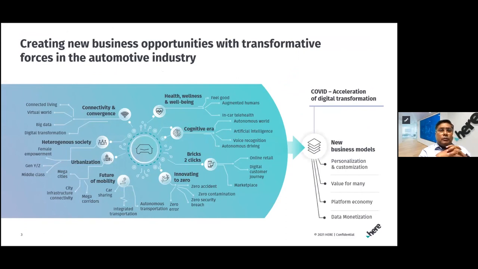Deep diving into what's happening in the automotive industry. There are a lot of forces forcing the automotive industry to transform. We've heard about digital transformation, and the automotive industry is no different, right? So there are 8 different forces in play that we see in the automotive industry.